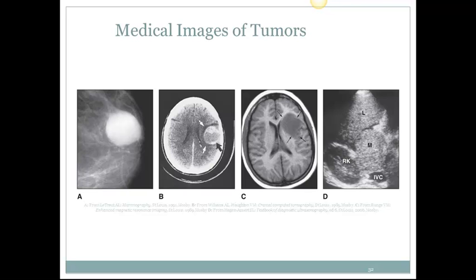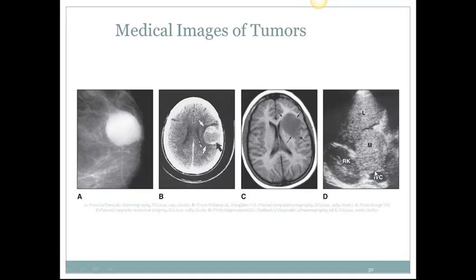Medical images. Here are some medical images you can take a look at for tumors. A is a mammogram with a carcinoma of the breast. B is a CT scan, which has a tumor in the left hemisphere of the brain, shown here. C is an MRI of the brain, which shows the left hemisphere with a tumor. And then we have a sonogram of the abdomen that shows a tumor in the abdomen.